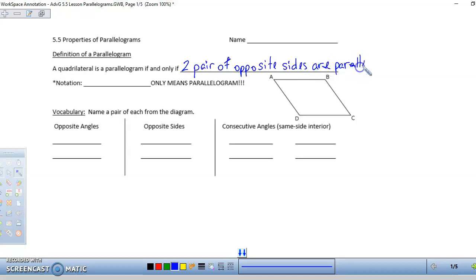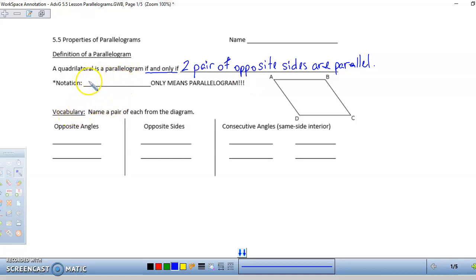Now remember that phrase, if and only if, means that the logic works in both directions. So if you know it's a parallelogram, then you're going to have two pair of opposite sides parallel. If you have two pair of opposite sides parallel, then you also know it's a parallelogram.